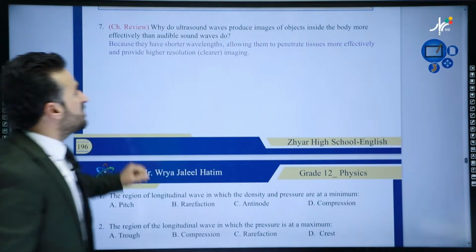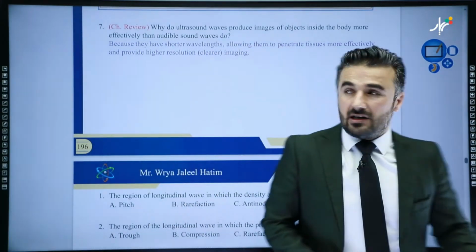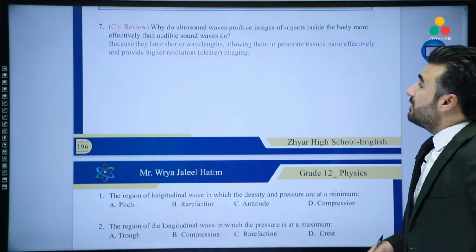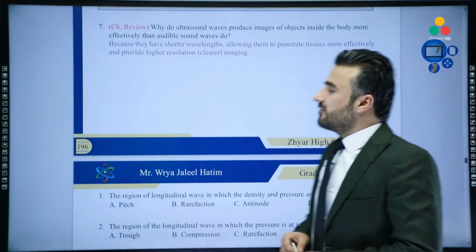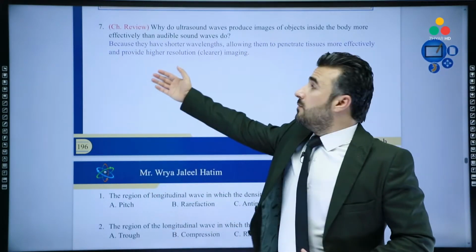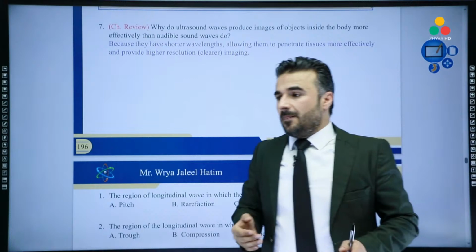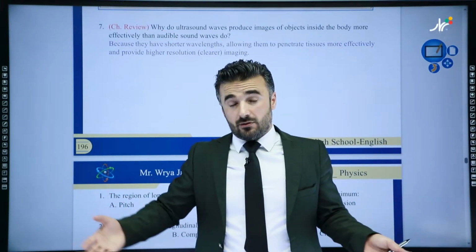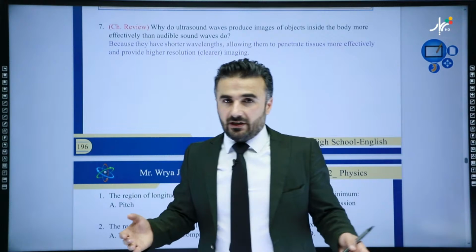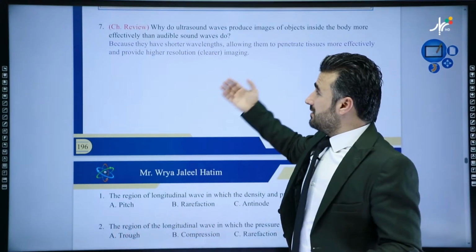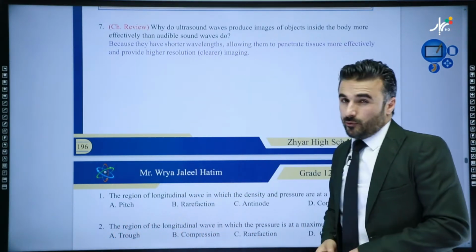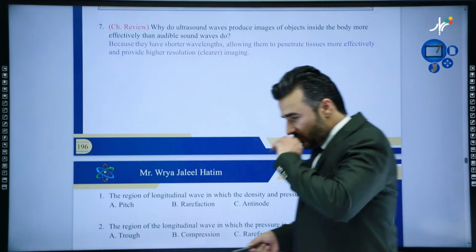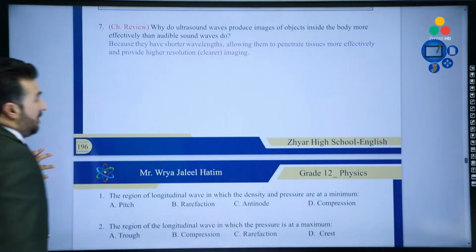Why do ultrasound waves produce an image of objects inside the body more effectively than audible sounds? That is because ultrasonic waves have higher frequency. That means they can penetrate through the body more effectively, and then they would be reflected, and this would provide a higher resolution, or a clear image.